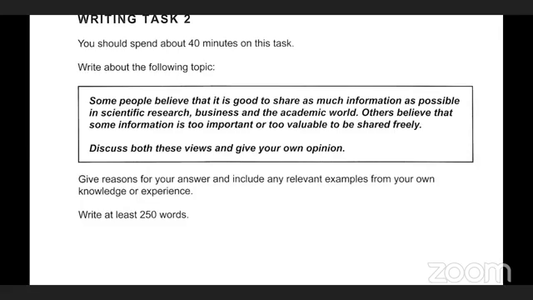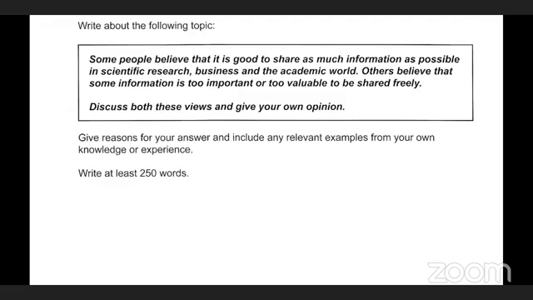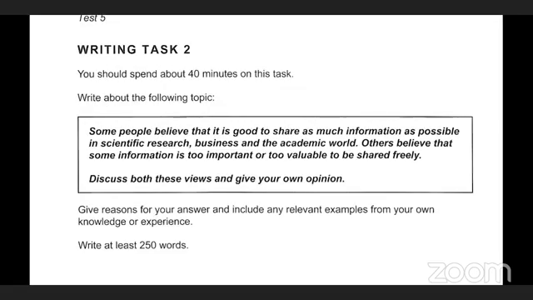Then the third paragraph will be the disagreement. Some people do not agree with the statement. Why do they not agree? First of all, secondly, thirdly, disagree. And the fourth one should be the conclusion. This is about our idea.